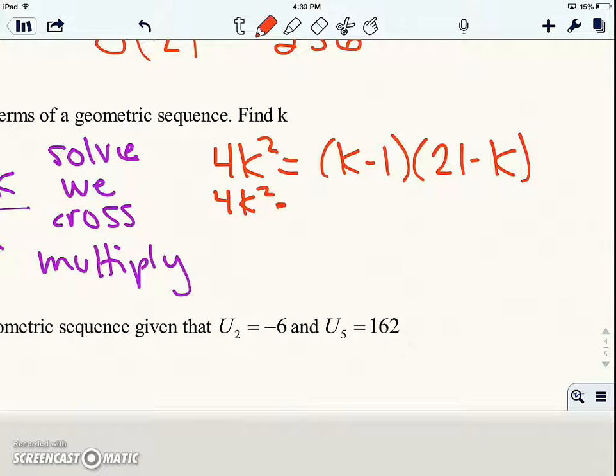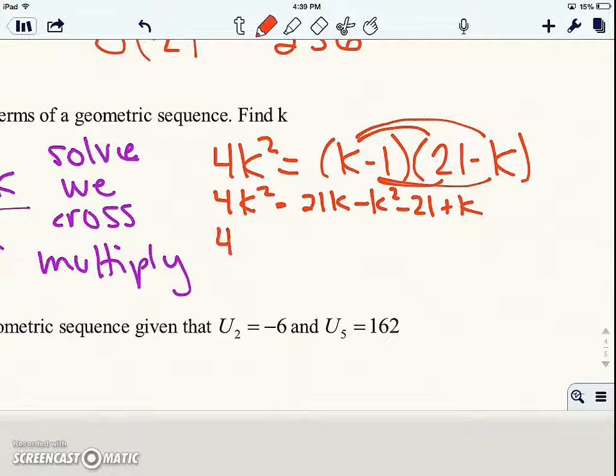squared, and we're going to FOIL this side. So if we did, we would get 21k minus k squared minus 21 plus k, and we're going to combine like terms, so that's 4k squared equals, well, we have minus k squared, use that up, 1k and 21k, that's 22k, and minus 21.